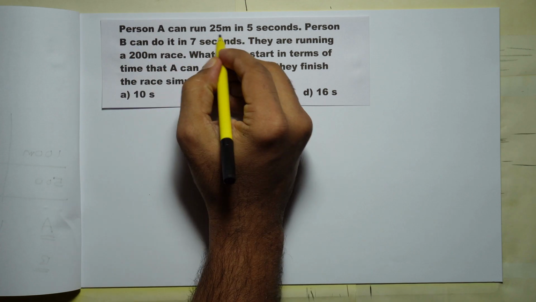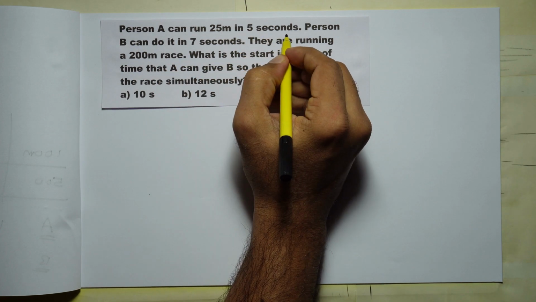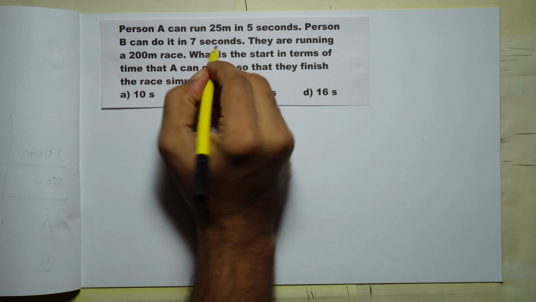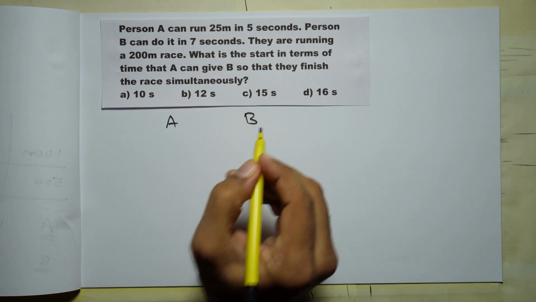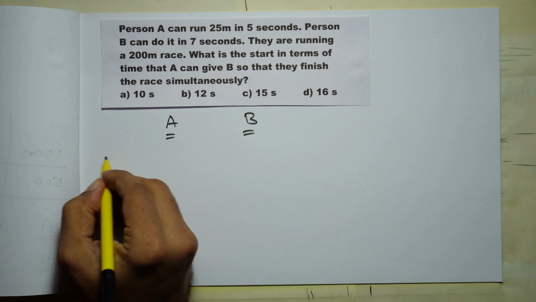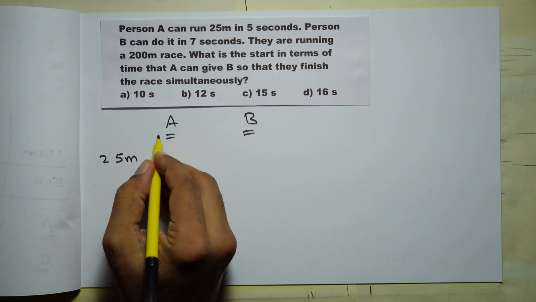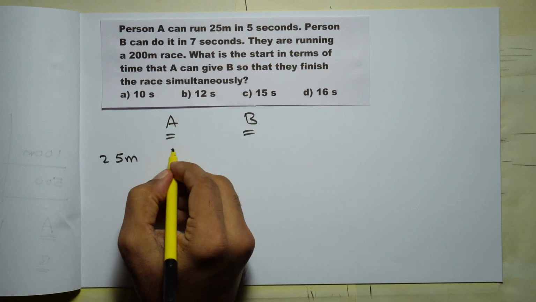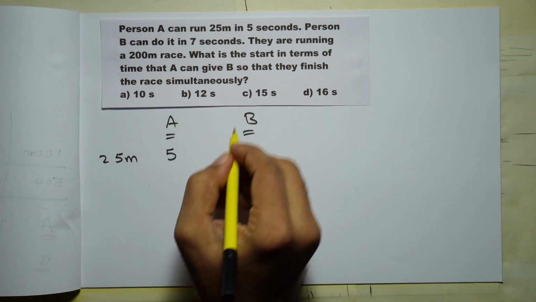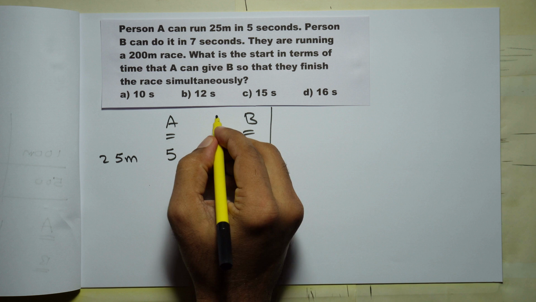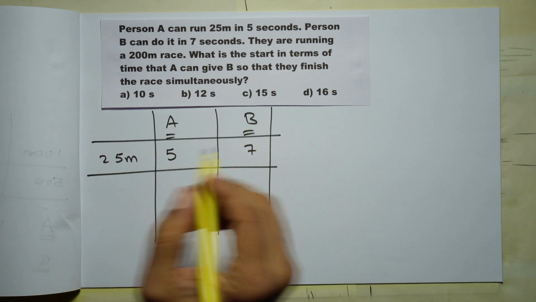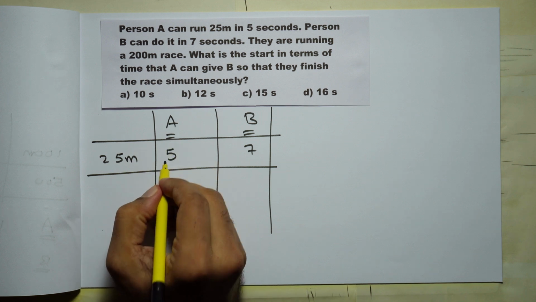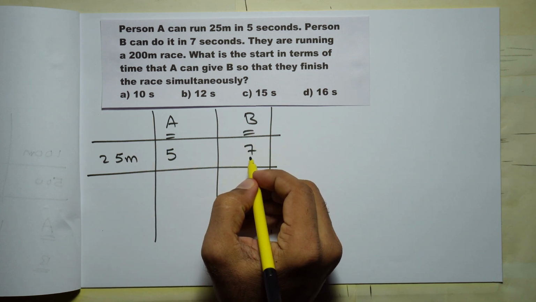Person A can run 25 meters in 5 seconds. Person B can do it in 7 seconds. So if you look at A and B, the time required to do 25 meters is: A requires 5 seconds and B can do it in 7 seconds.